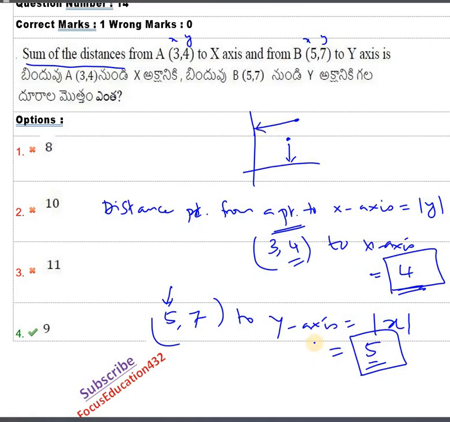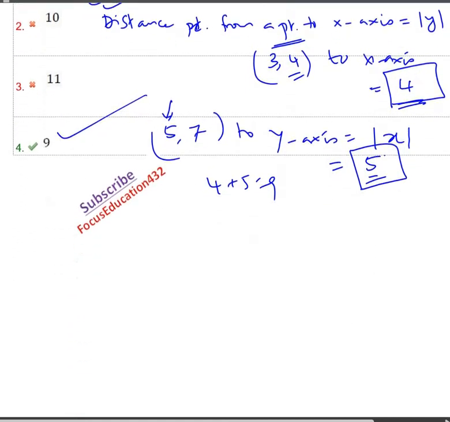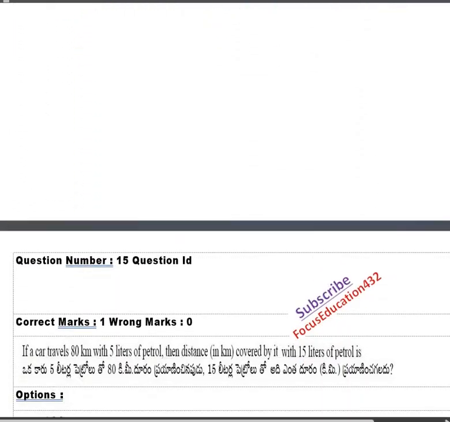So y-axis means x, x-axis means y. In the opposite way you take. So the sum is what? The addition of these two distances. So 4 plus 5 is 9. So option number 4 is correct, because here 4 plus 5 we get as 9. So you have to remember this, very important. The answer will be easy. Otherwise, you will lose time and the chances of error will increase.